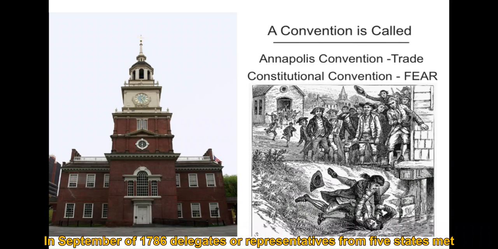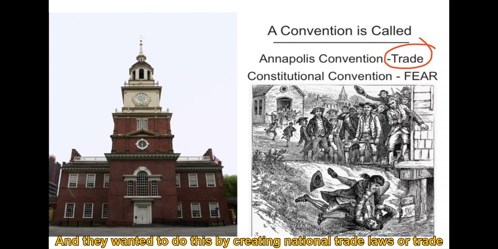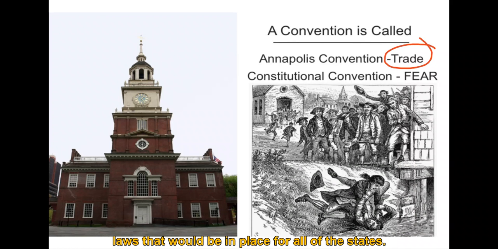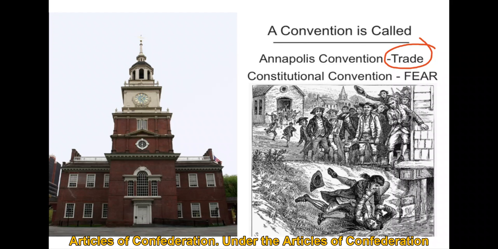In September of 1786, delegates, or representatives, from 5 states met in Annapolis, Maryland. They wanted to help promote trade among the states, and they wanted to do this by creating national trade laws, or trade laws that would be in place for all of the states. But making such changes would require amending, or changing, the Articles of Confederation.